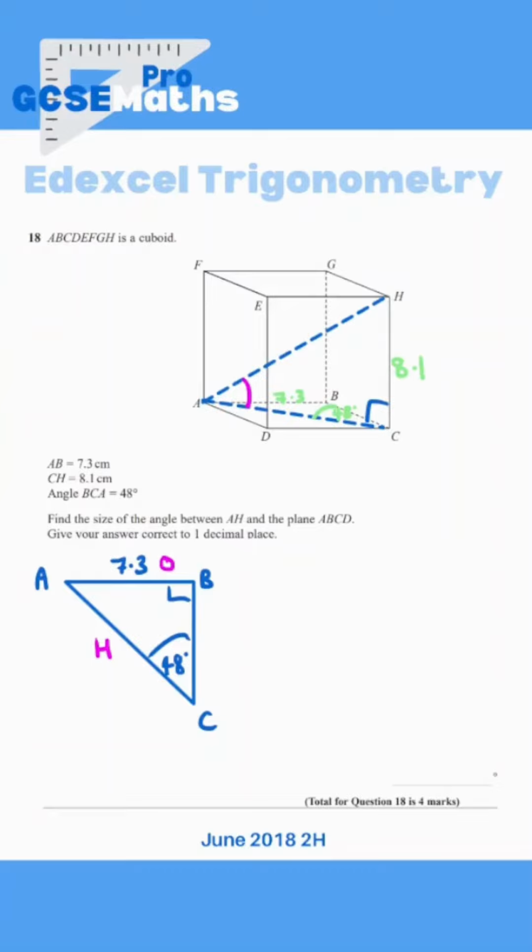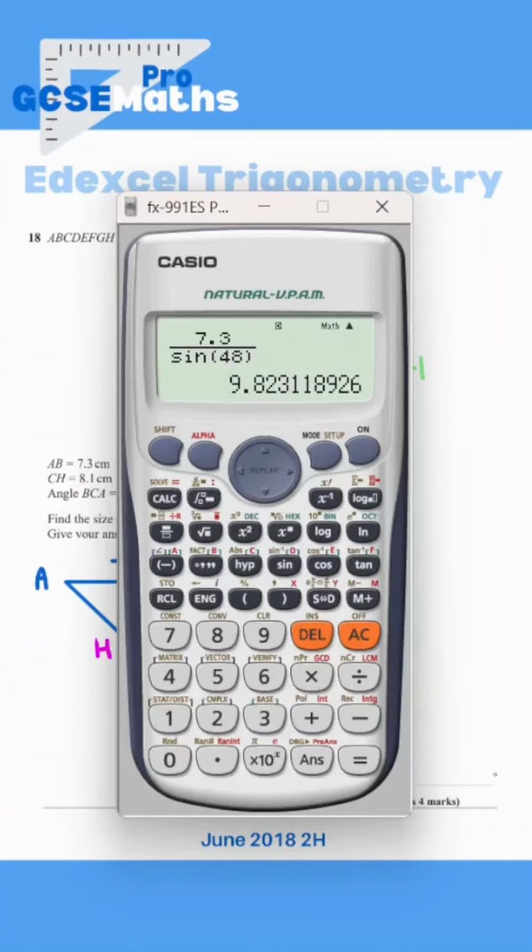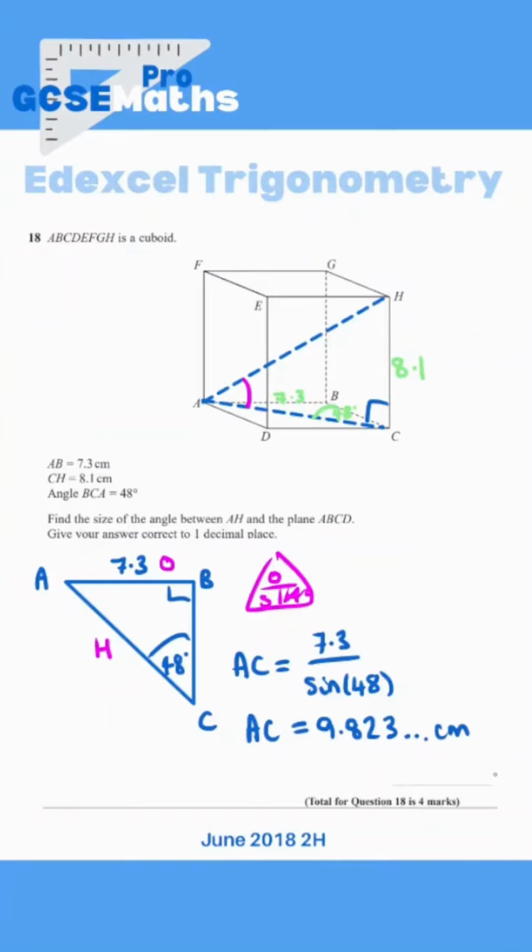That means we need to use sin. To work out the hypotenuse, I need to do the opposite divided by sin of the angle 48, which gives me 9.823... Keep all those decimals in your calculator for later. Now we can come back to our original triangle ACH. We now have two sides, so we can work out the angle.